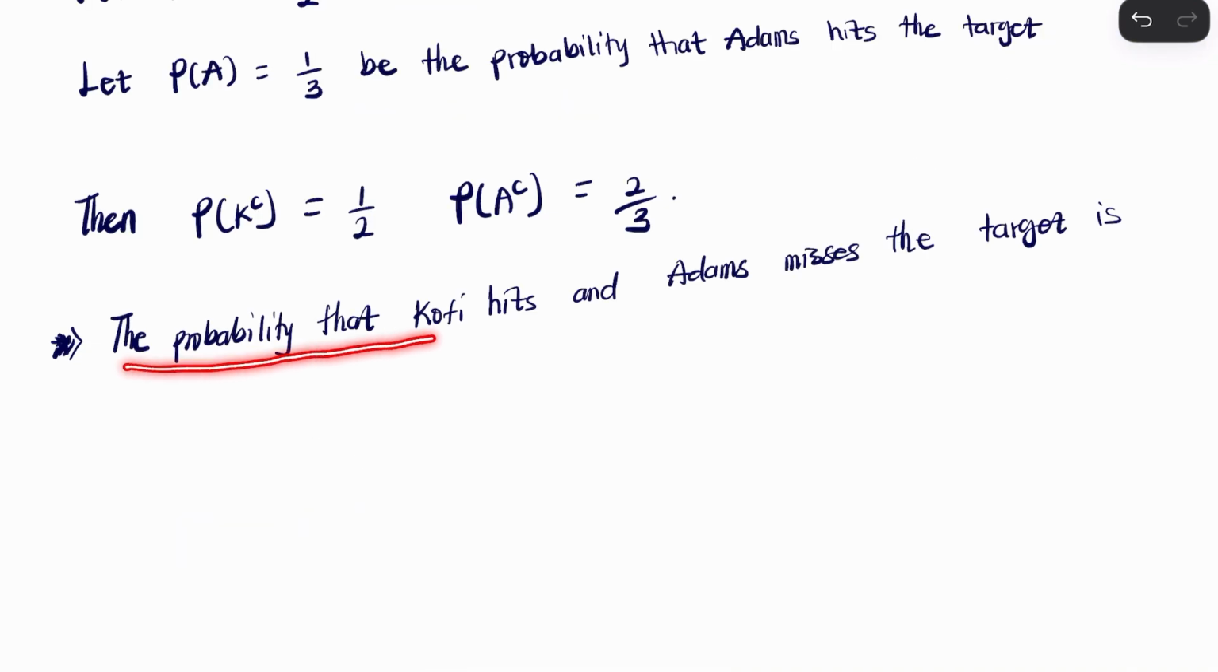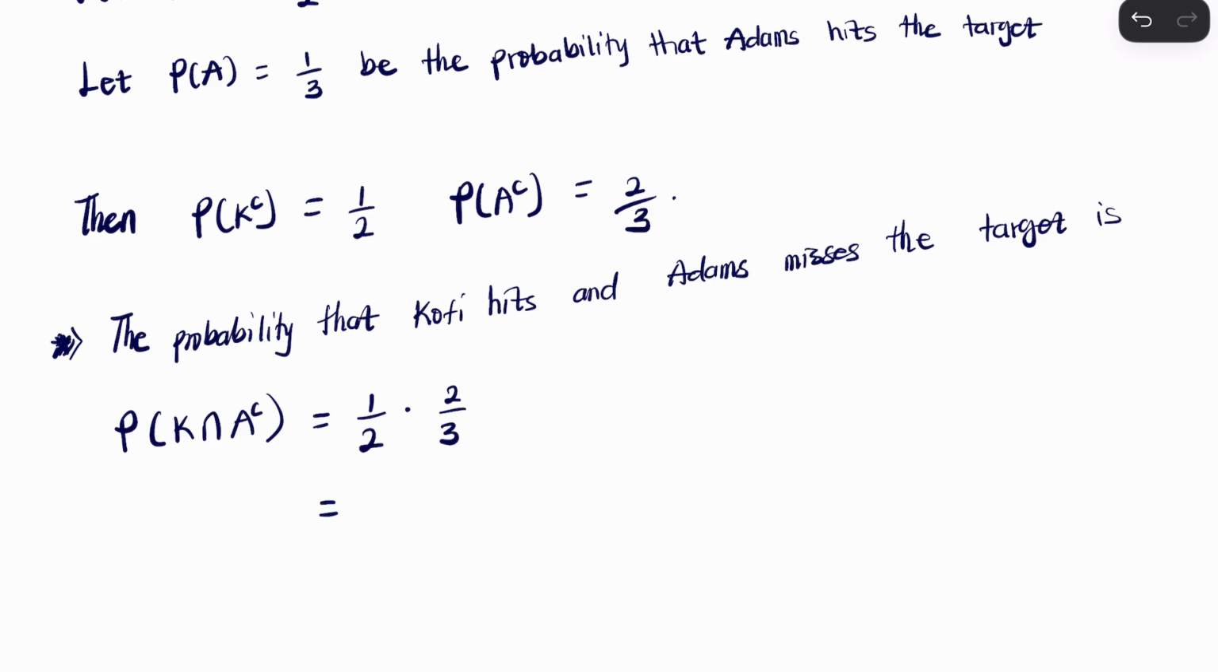The probability that Kofi hits the target and Adams misses the target is the probability of Kofi hitting the target and Adams missing the target, right? So that's P of K intersection A complement. The probability of Kofi hitting the target is 1 on 2, and the probability of Adams missing the target is 2 on 3. So you're going to multiply by 2 on 3, right? So this is going to give us 1 on 3.